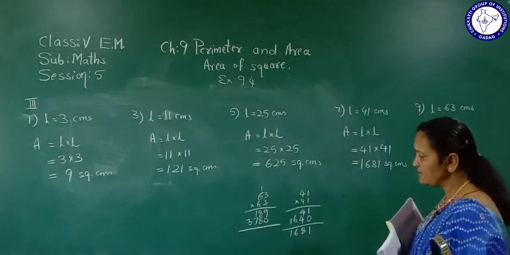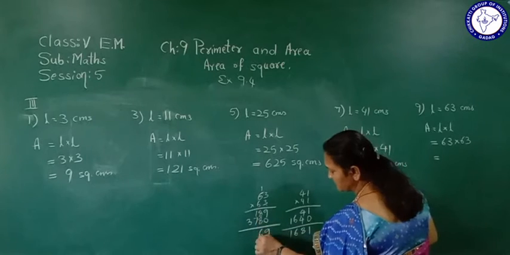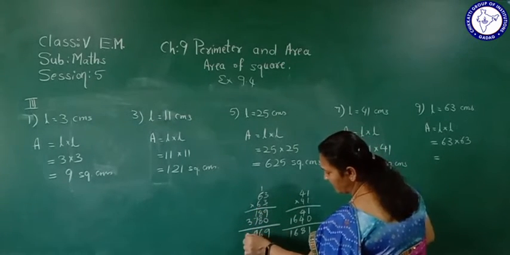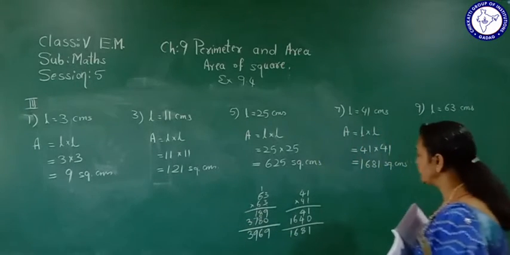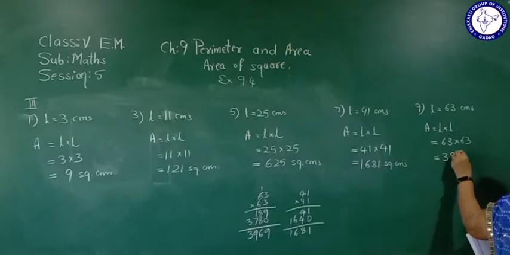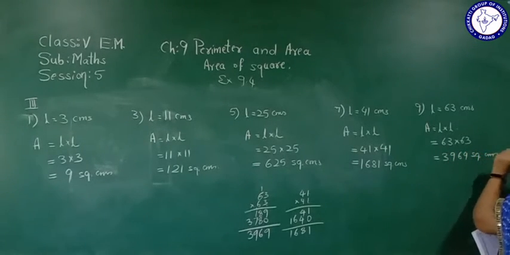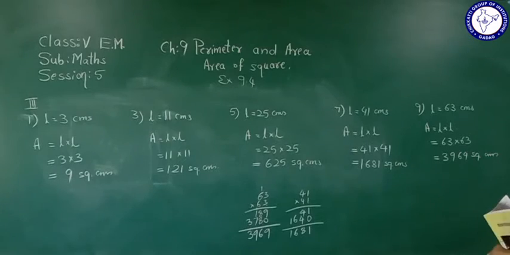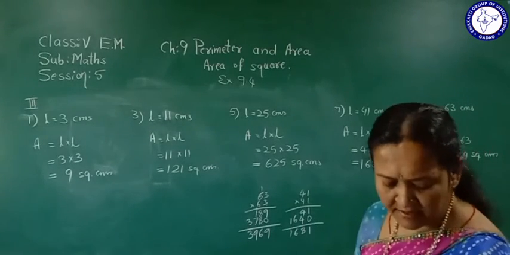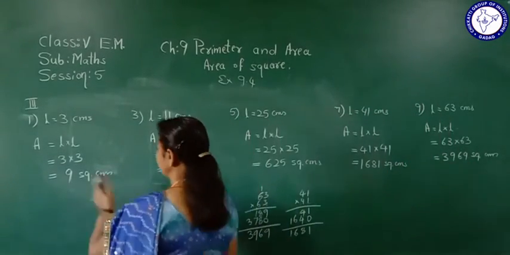Then add these numbers. So 9 plus 0 is 9, 8 plus 8 is 16, carry 1, 1 plus 1 is 2, 2 plus 7 is 9, and the remaining 3 as it is. So here the answer is 3969 square centimeters. So here we completed the third main question. Then let me go to the fourth main question.